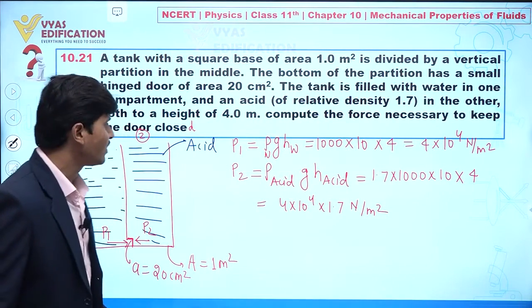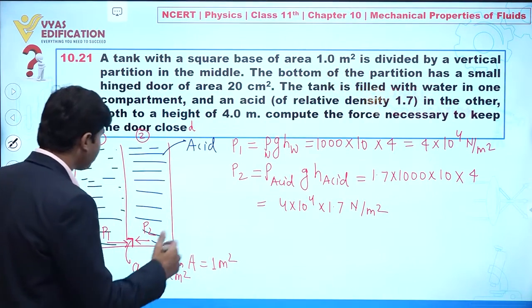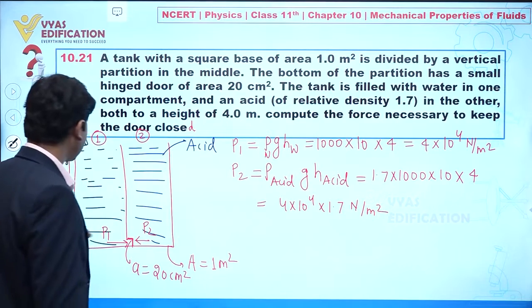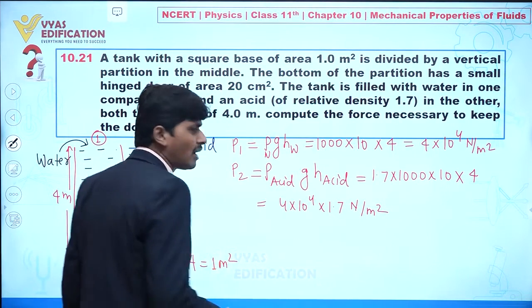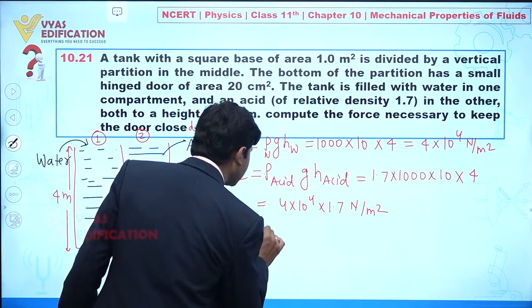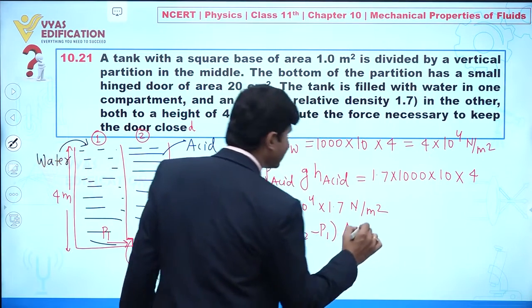Now if you observe, definitely you can say P2 is greater than P1. It means the pressure exerted by the acid side is more compared to the pressure exerted by the water side. So our objective here is to calculate the net force. Net force is given by P2 minus P1 multiplied with the area.